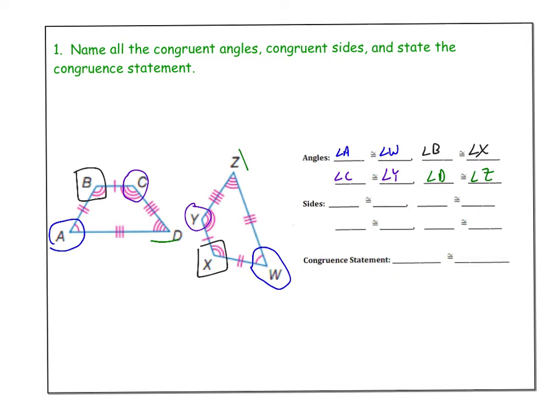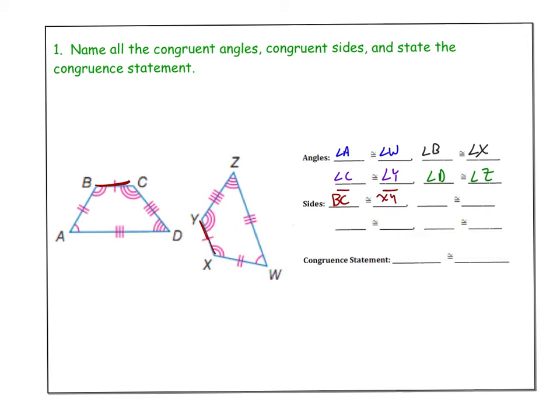Now as we go around for sides, let's match this up. If I go BC, that will match up with XY. Then if I go AB, that will match up with WX. Then if I go CD, that will match up with YZ. And finally, if I go AD, that matches up with WZ.